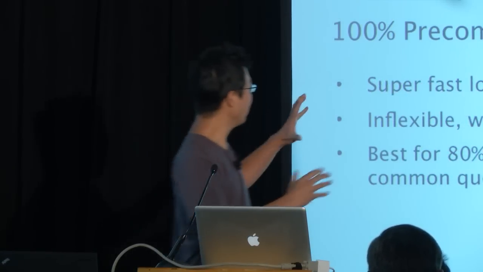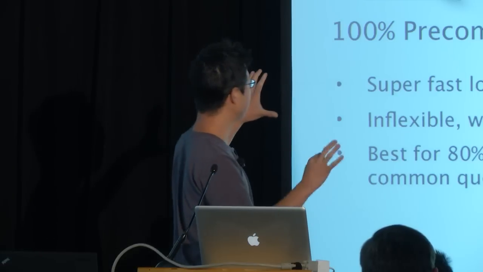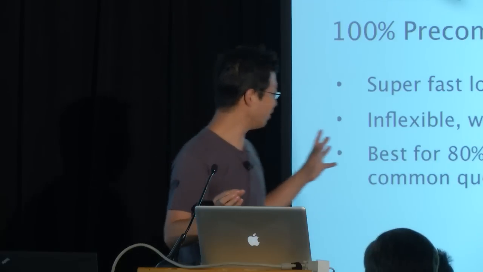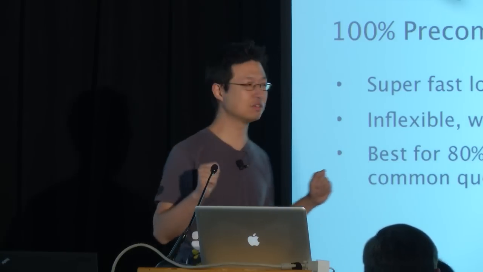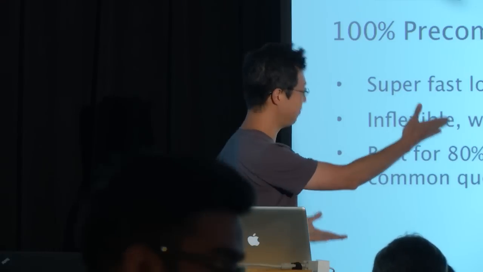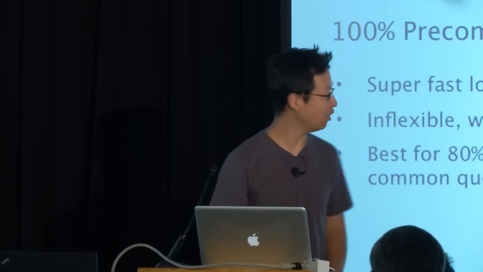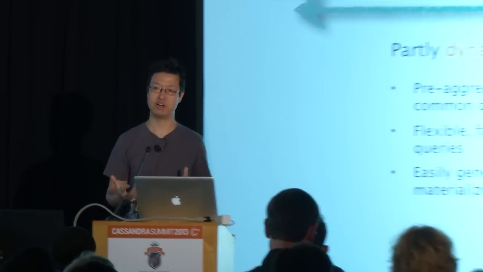If you look at it, there's really a continuum. On one end, you have 100% of your data being pre-computed, which is where we are today. It's pretty fast, but it's pretty inflexible. It's good for maybe the top 80% of queries. On the other end of the spectrum, you have 100% dynamic. Here you can query for exactly what you want, so it's very flexible, but it's usually pretty slow. And what I think we really want is something in the middle, something that is partly dynamic, where you pre-aggregate your most common queries, but you have a system that's flexible and fast enough to do your interesting queries, and you can easily generate the materialized views that you need.